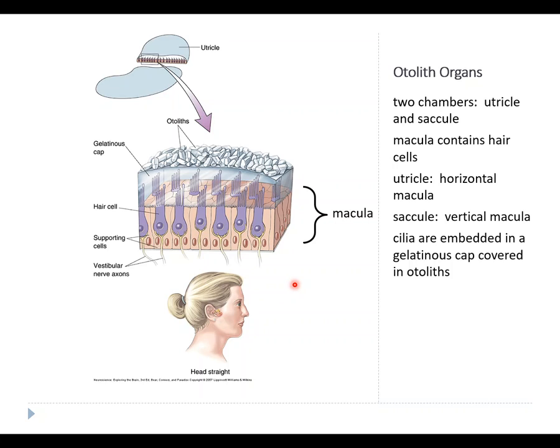And they're called otoliths because that's what they are. Oto means ear, and lith means stone. So literally the word means ear stone or ear rock. And their job is just to sit on top of this gelatinous cap and provide weight.